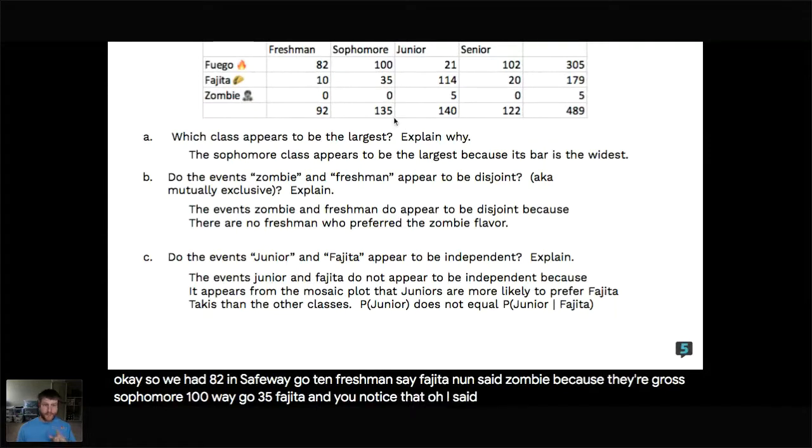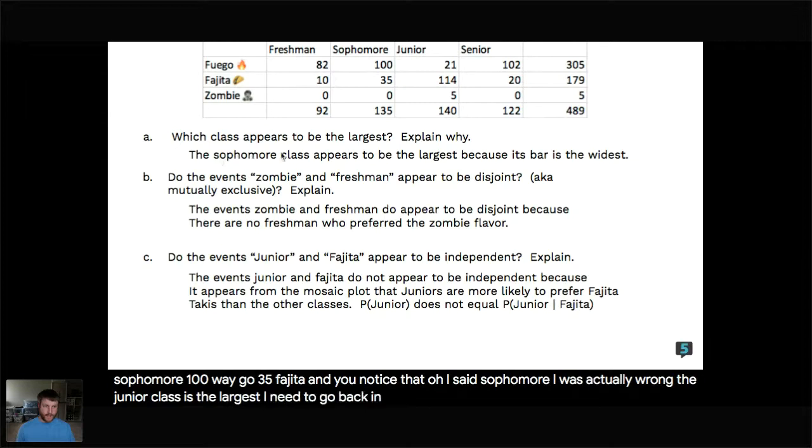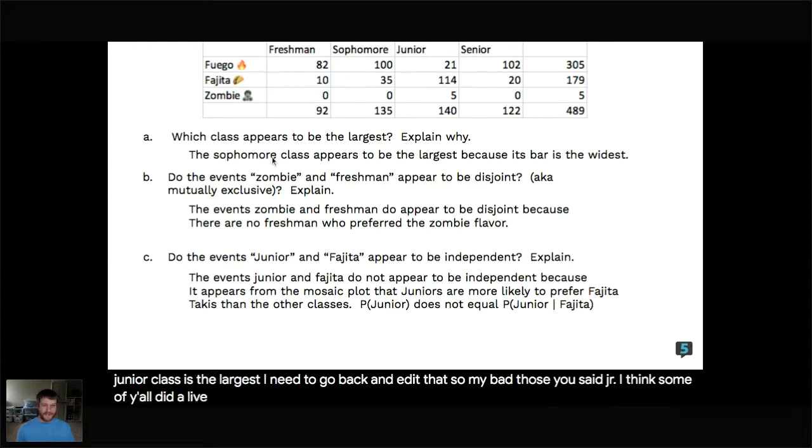And you notice that I said sophomore. I was actually wrong. The junior class is the largest. I need to go back and edit that. So my bad. Those of you that said junior, I think some of y'all did. Olivia's upset now. She got all the other ones right. She was like, bam, bam, bam, but she missed the largest class. So junior actually was largest by 5.